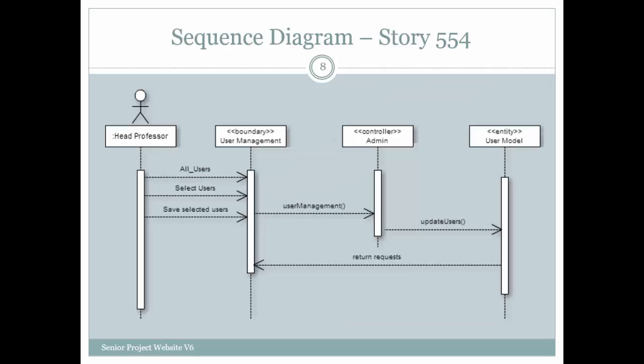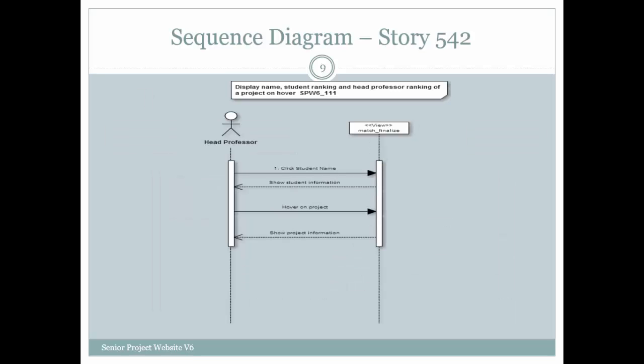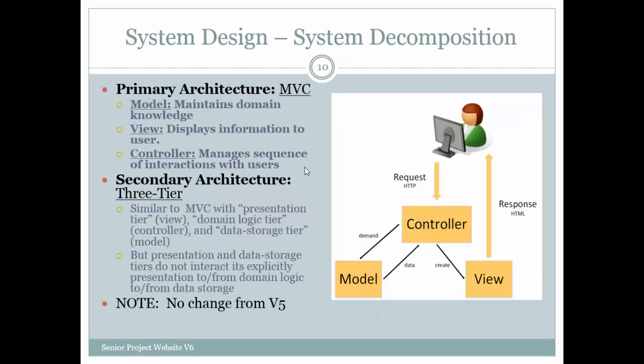This is our sequence diagram for the save and update feature for selected users. And this is our sequence diagram for the mouse hover feature for student info. The Senior Project website is developed using the three-tier model view controller architecture, implemented using the CodeIgniter framework, which is a common, convenient framework for the development of web-based applications.